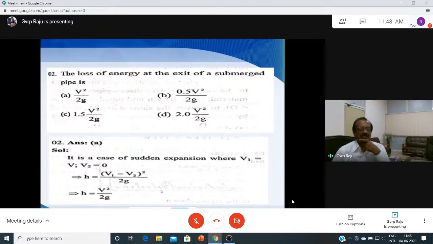The second question: the loss of energy at the exit of a submerged pipe is. As you know, at the exit of the pipe, the loss is V square by 2g. So without any problem, straight away you can give the answer A, because we have already seen that the exit loss of head is V square by 2g. No explanation is required for this.